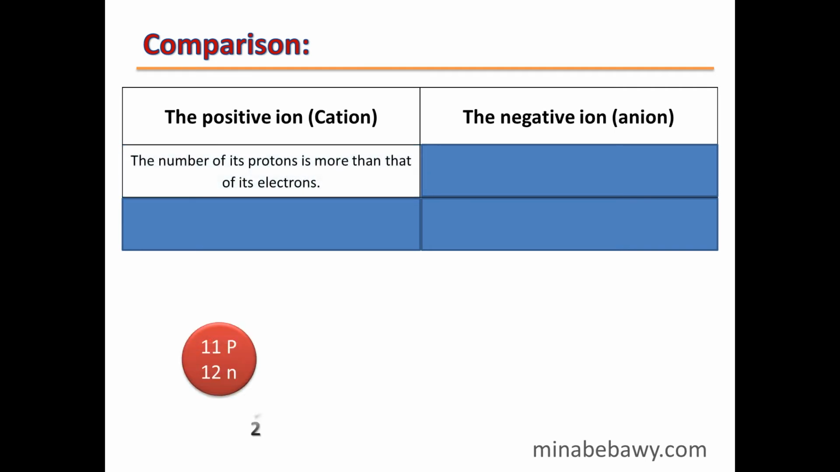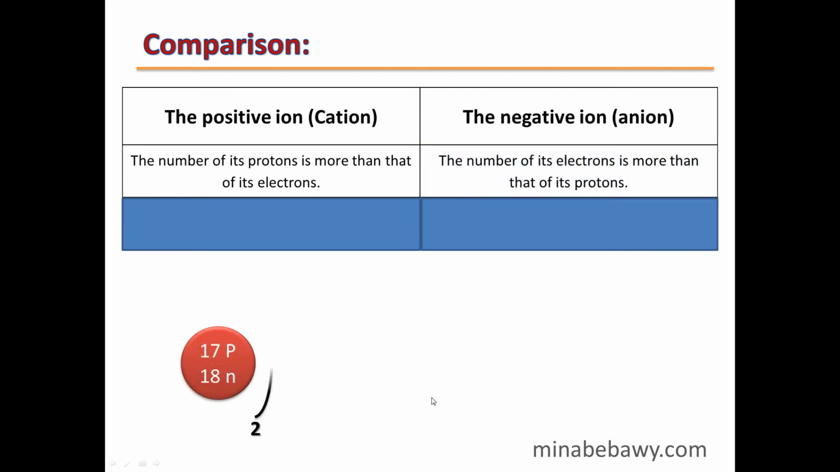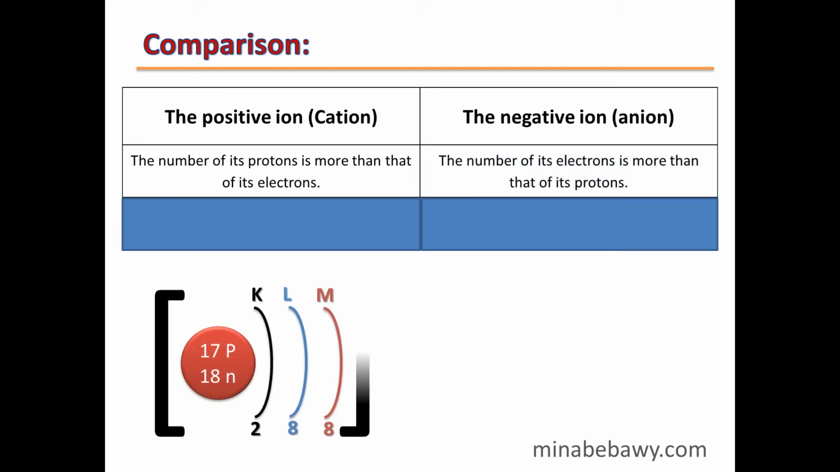For a positive ion, the number of its protons is more than that of its electrons. As you can see here in the sodium ion, it contains 11 protons and only 10 negative electrons. But in a negative ion, the number of its electrons is more than that of its protons. This chlorine ion contains only 17 protons and 18 electrons.